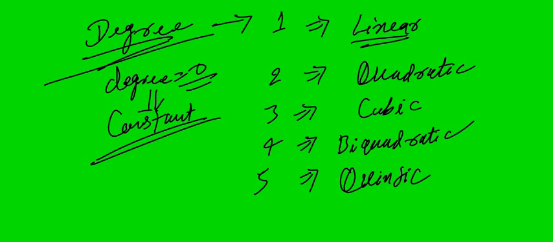So we are going to talk about examples. First, constant polynomial. 5 is a polynomial because we have x to the power 0 understood. We can write 5 as 5 into x to the power 0, because x to the power 0 is 1. So 5 is a polynomial, and that is called a constant polynomial.